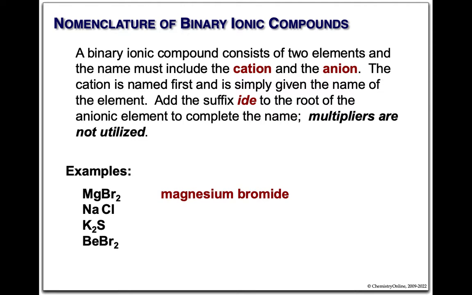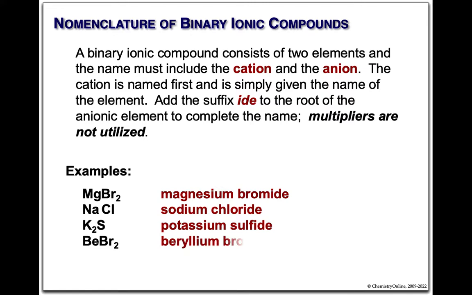First element is sodium. We write sodium. The root here is chlor for chlorine. And we add IDE. K is potassium. The root for sulfur is sulf. And we add IDE. Beryllium and bromine. IDE. That's all there is to it. Don't have to worry about multipliers at all.